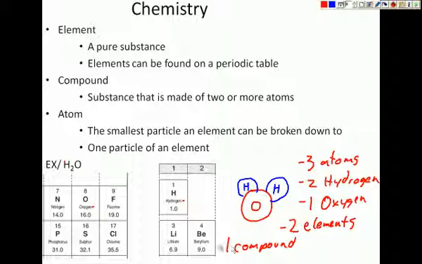Okay, so we've used a bunch of our definitions already. There are 3 atoms. Okay, the smallest particle an element can be. And the 3 atoms are 2 hydrogen and 1 oxygen. There are 2 different elements, a hydrogen element and an oxygen element. And all of these things put together makes one compound. Okay, so those are our 3 new vocabulary words: element, compound, and atom.